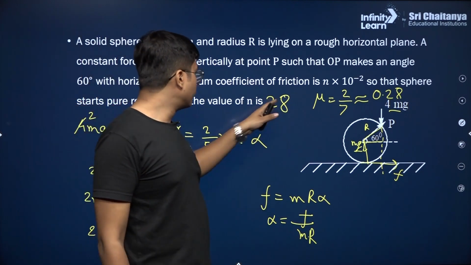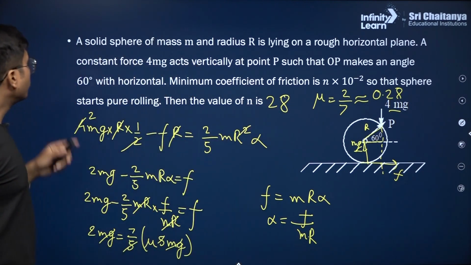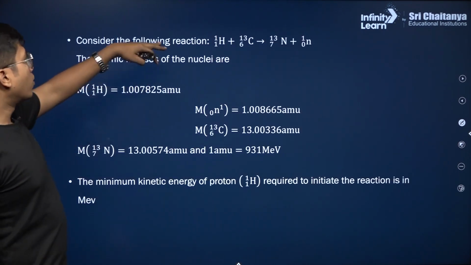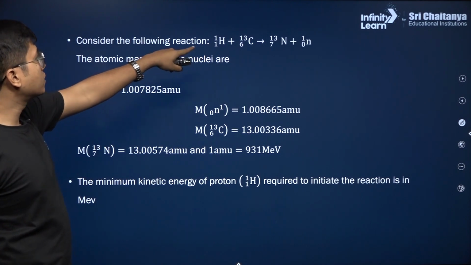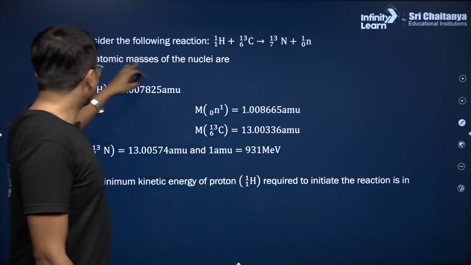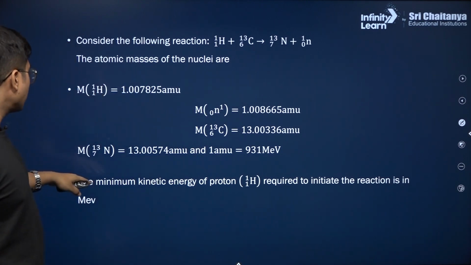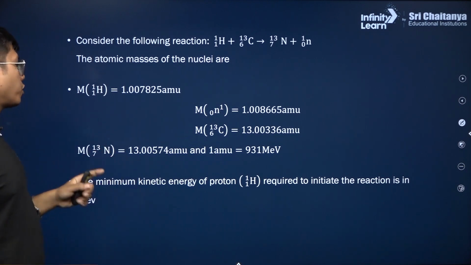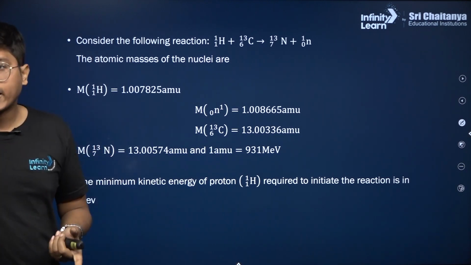Okay, so we got the mu value over here. Let's move ahead to our next question. It says, consider the following reaction, 1H1 plus 13C6 gives 13N7 plus 1 neutron coming out. In this, the atomic masses are provided to us, all the different values. We want the minimum kinetic energy of the proton required to initiate the reaction in mega electron volts.